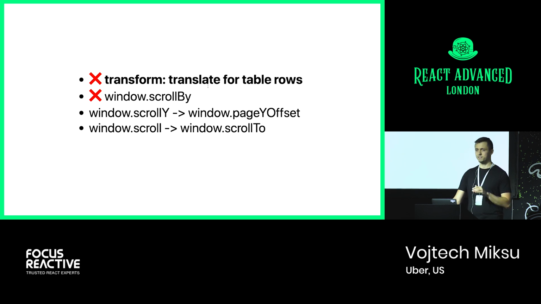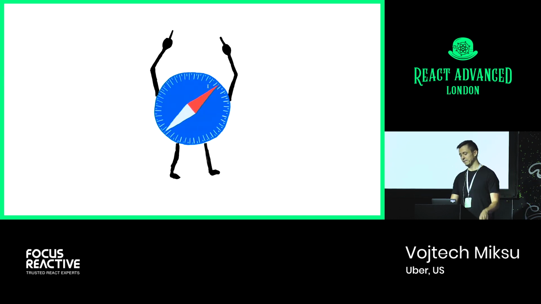There are just some APIs you need to avoid. Around scrolling, there is this strange bug with transform translate that doesn't work for table rows, but it's nothing major. You can still make it work. All right, fixed, let's ship it. And then I open it on my iPhone. And this one is much worse.